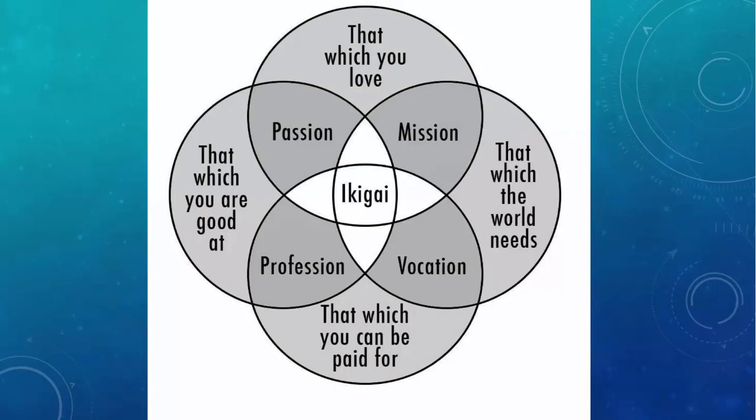Here's another one, a Japanese concept of ikigai, the intersection of that which you love, that which the world needs, that which you can be paid for, and that which you are good at. And it delineates how those overlap also. Profession, the overlapping of that which you're good at and can be paid for. Vocation, the overlapping of that which you can be paid for and that which the world needs. That which you love and the world needs is your mission, and that which you're good at and you love is your passion. And when you manage to find all of these things in one thing, you've found your ikigai.